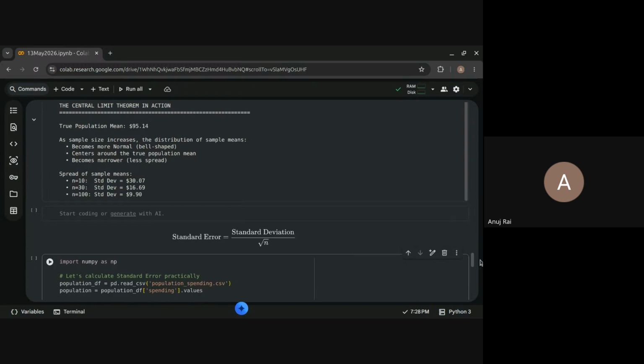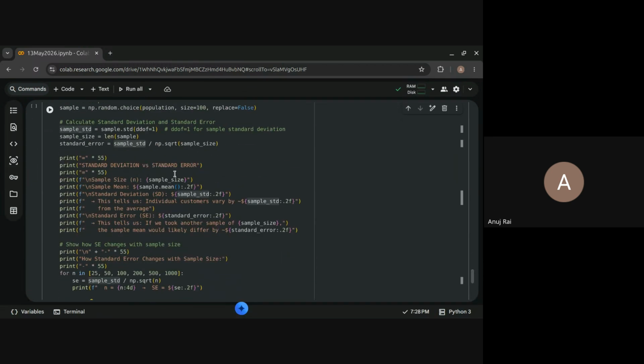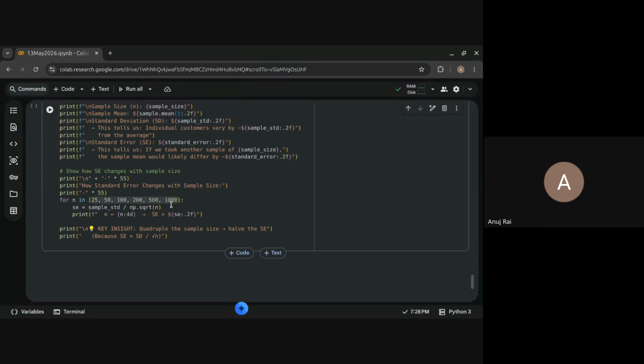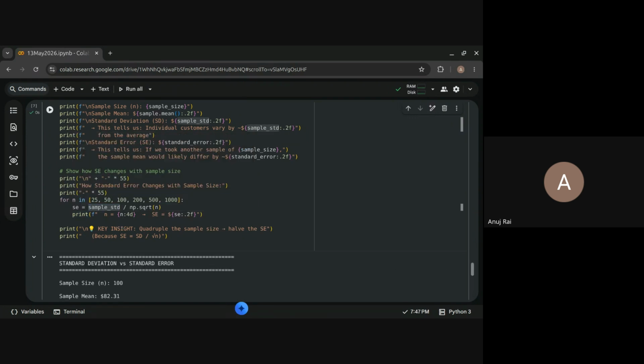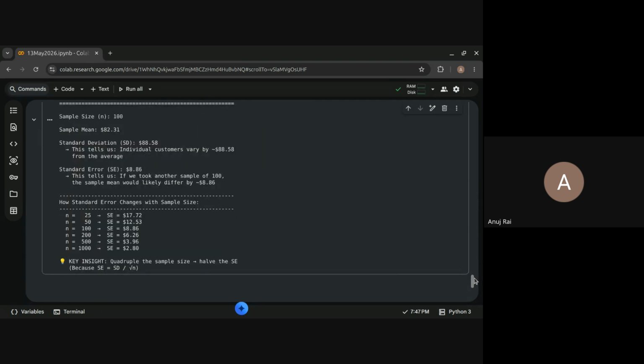Then simply you divide the standard deviation by the square root of the sample size. You apply this formula, and then you get the standard error. Now here we are plotting how the standard error changes with the sample size. We are increasing the sample size and again calculating the standard error, and you can see that as the sample size increases, your standard error is also decreasing.